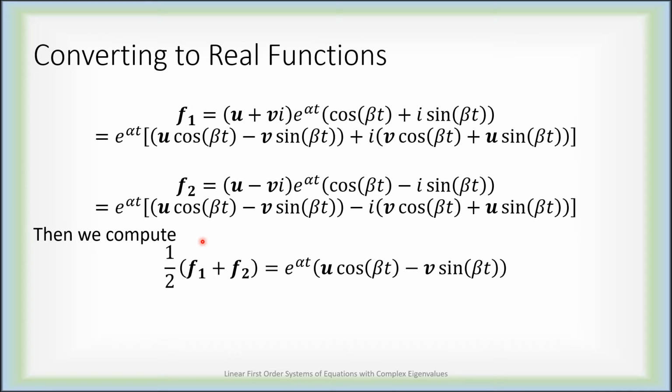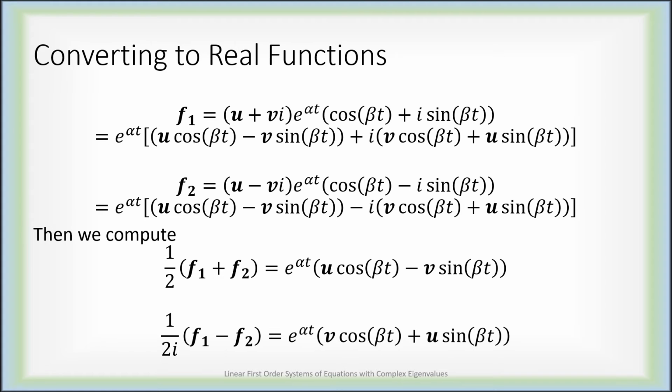Take 1/2 times (f1 plus f2). Now when I add f1 plus f2, notice that here I have i times (v cosine beta t plus u sine beta t), and here I have negative i times the same thing. So the imaginary parts cancel out. When I add them together, I just get 2 times the real parts, but I multiplied by 1/2 here. So overall, 1/2 (f1 plus f2) is just e to the alpha t (u cosine beta t minus v sine of beta t). And similarly, 1/2i times the difference is e to the alpha t (v cosine beta t plus u sine beta t).